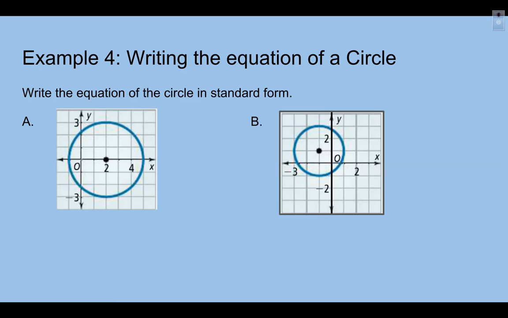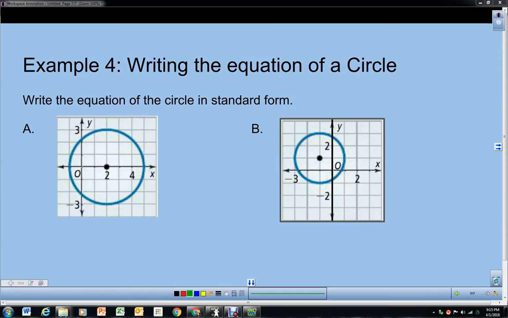All right, writing the equation of a circle. So now we've written the equation given the center and radius. We've looked at graphing, given this, finding the center and radius. Now we need to write the equation given the picture, given a circle. So in the first part here, like all problems, we need to locate the center and identify the radius.